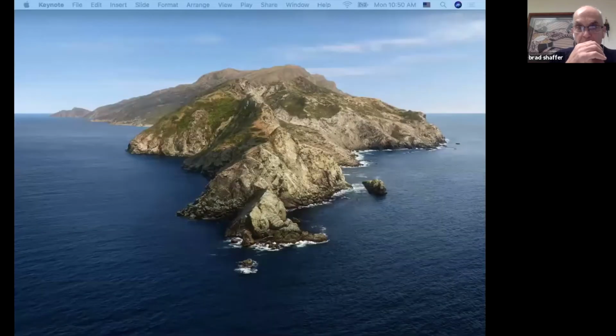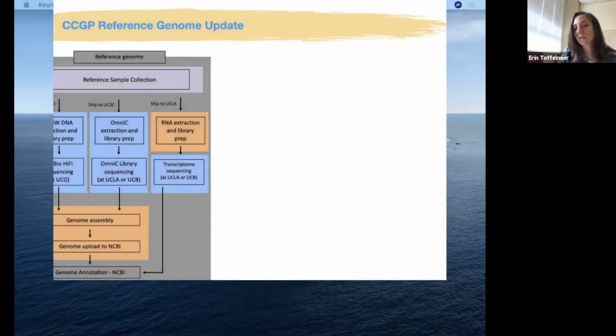Thank you. Okay, let's see if this works. Okay, can you see my screen? I can sort of see a chunk of your screen. Oh, maybe you just want to be in the reference genome part. Yeah. So there should be half of something on the screen right now.